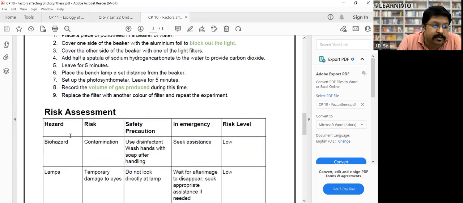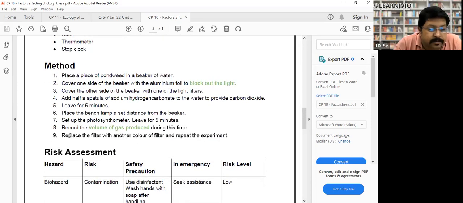Sir, yes, I wanted to ask something. How can we record the volume of gas produced? There should be some equipment for the gas production rate, but here we have to just tell the rate of photosynthesis. Okay. But how will you come to know what is the intensity of light?